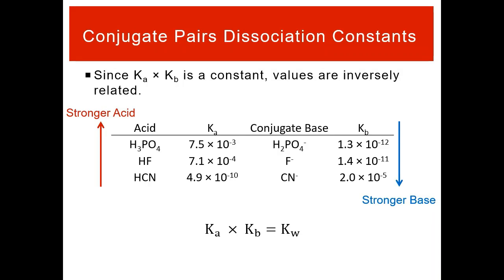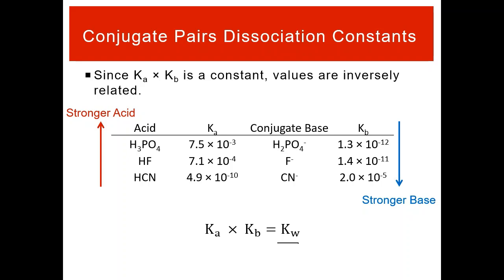So with this relationship that Ka times Kb is equal to Kw, that Kw is a constant. That is always the same value. So what that means is that if we have Ka and Kb, when they multiply together, they always have to equal a constant value. So if one of them goes up, the other value has to go down.